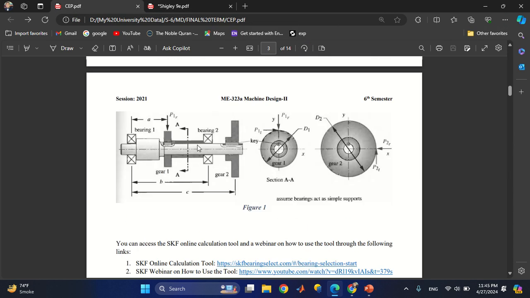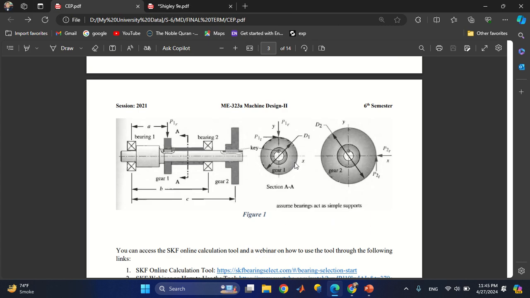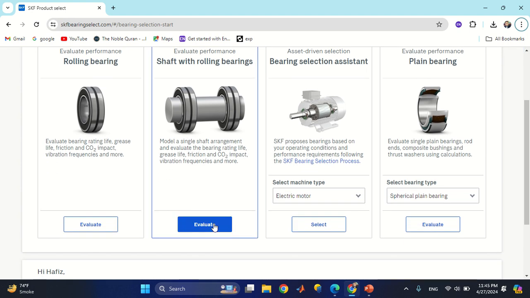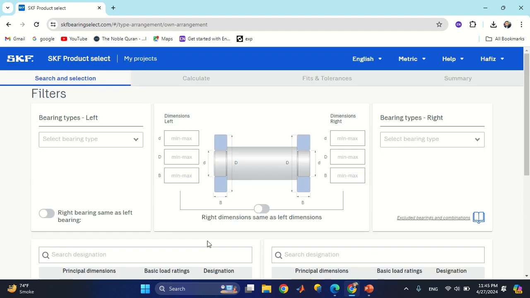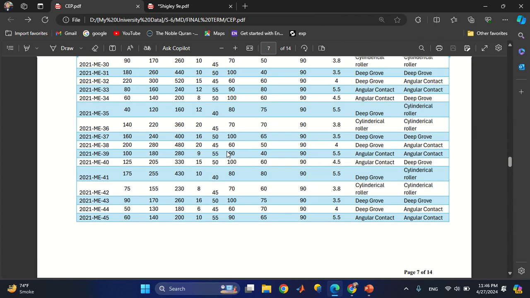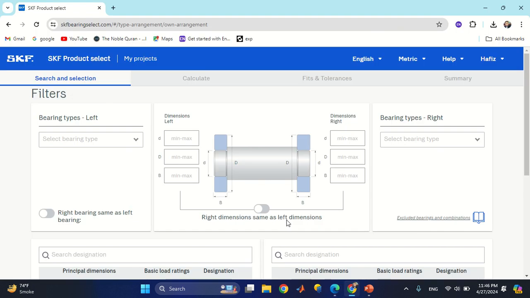Here, I think so. I haven't opened that yet. Okay, let's save that and move to the main problem: evaluate the performance of a shaft with rolling bearings. You are given the data in the Excel sheet. Whatever the data is, mine was, let me see that.